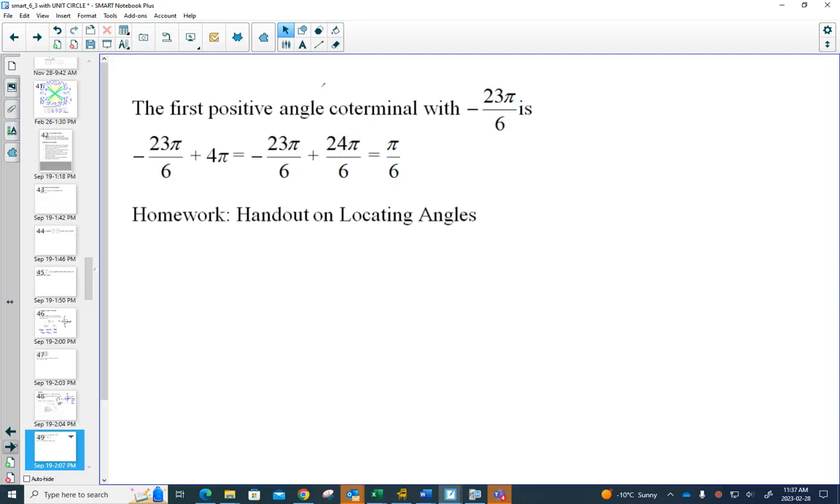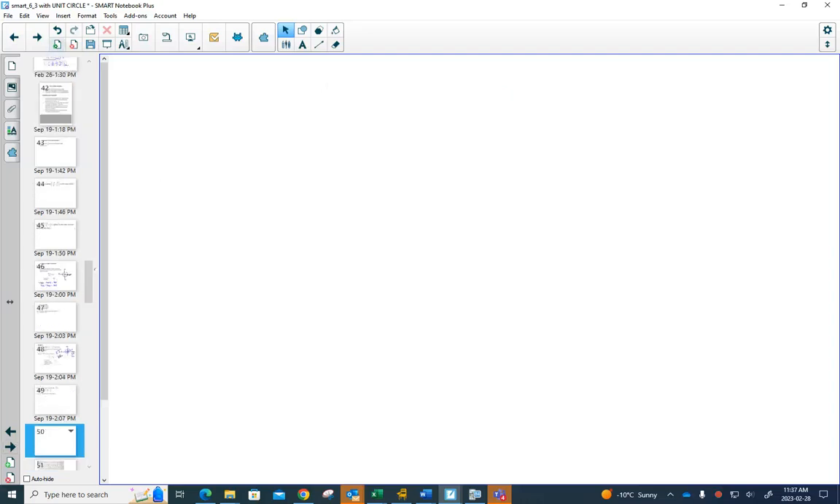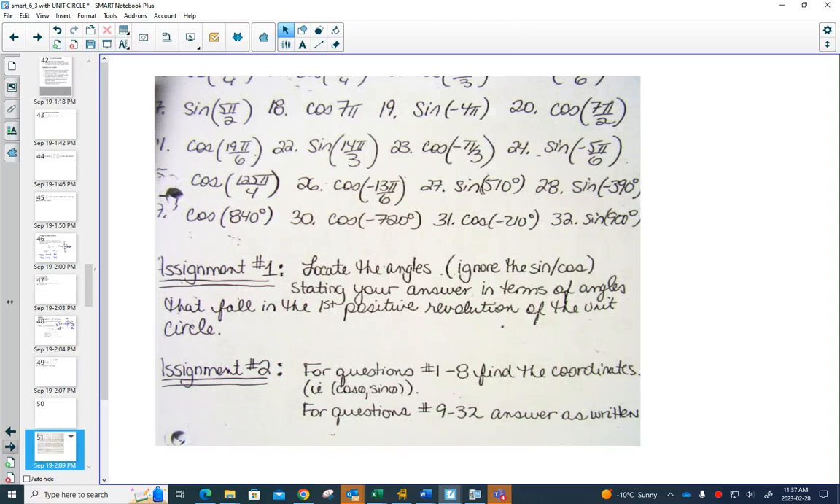Okay, we are going to start and do the assignment. This page has two assignments. We're going to do some of assignment 1 and some of assignment 2 together to get you used to the idea of what I'm looking for you to do on here. So assignment 1 says, locate the angles, stating your answer in terms of the angle that falls in the first positive revolution of the unit circle.